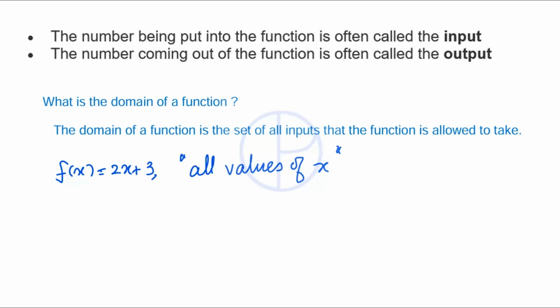Suppose the function is f of x equal to 1 over x. Then here it takes all the values of x except 0. You know 1 divided by 0 is undefined. So how do we write the domain? We can simply write x is not equal to 0. It takes any value other than 0. So x is not equal to 0 is the domain for this function.